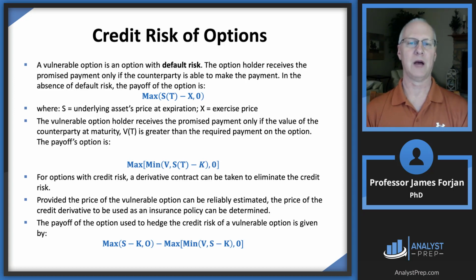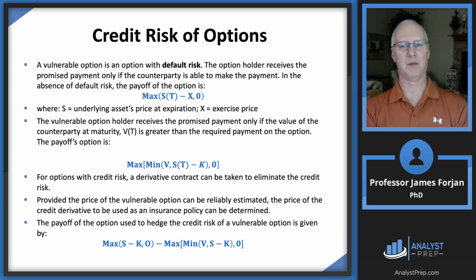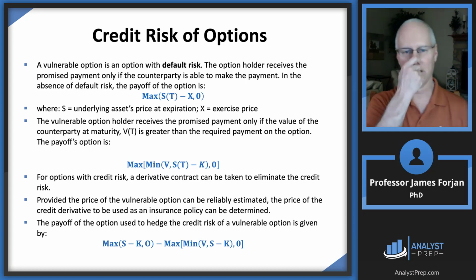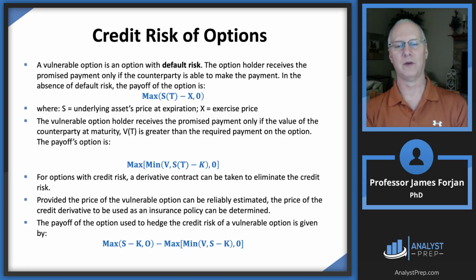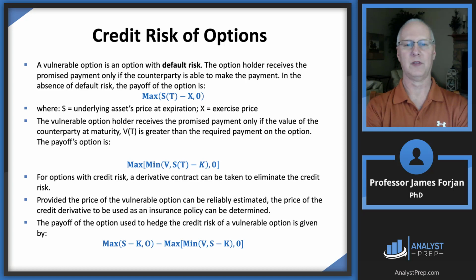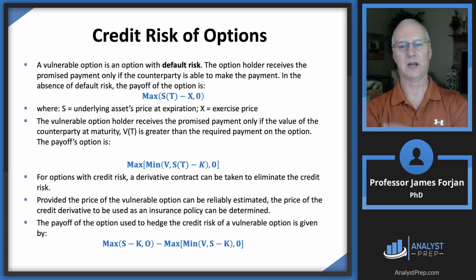So the payoff of the option looks exactly like it did before. But the vulnerable option holder receives the promised payment only if the value of the counterparty at maturity is greater than the required payment on the option. So therefore, we have to take the maximum of 0 or the minimum of the difference between the exercise and the underlying asset price, or the value of the bond.